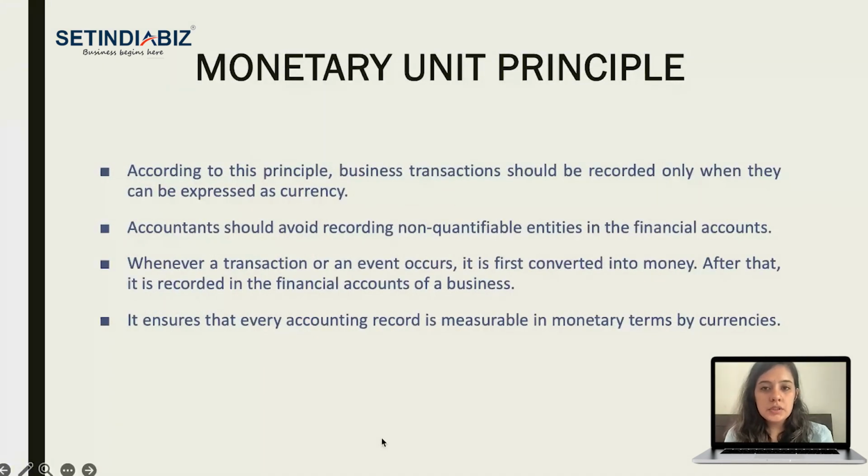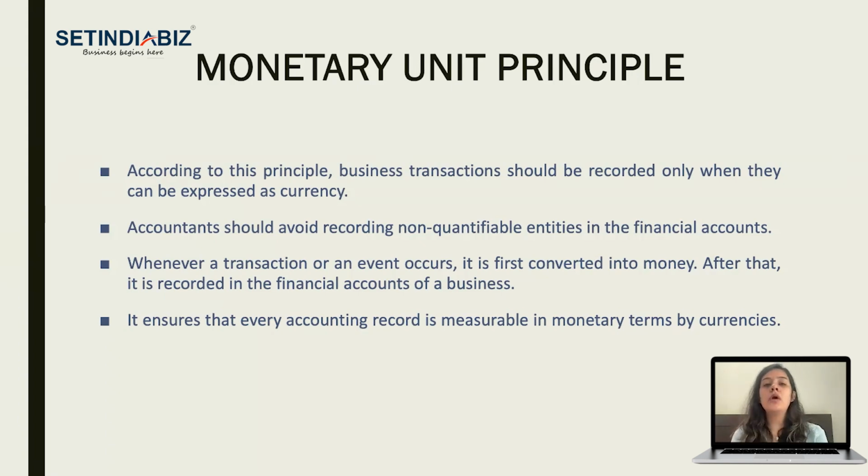So monetary unit principle, according to this principle, business transactions should be recorded only when they can be expressed as currency, right? So we cannot record any business transaction which cannot be expressed in monetary unit, in terms of rupees for India, right? Then we cannot record these transactions. Accountants should avoid recording non-quantifiable entities in the financial accounts. Whenever a transaction or an event occurs, it is first converted into money.